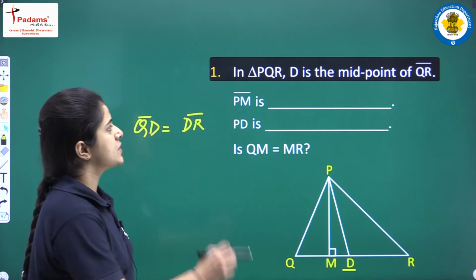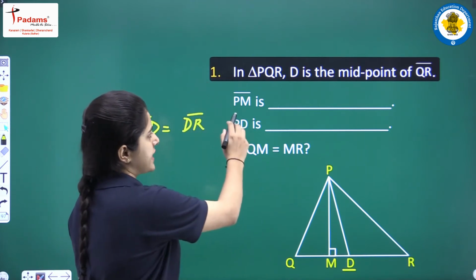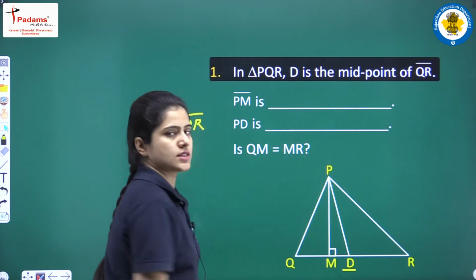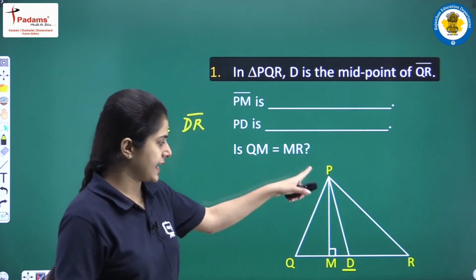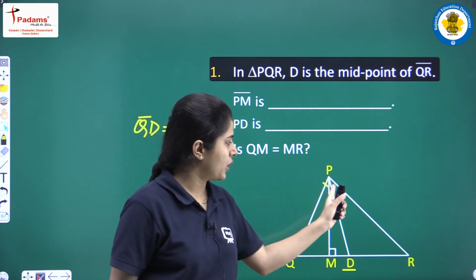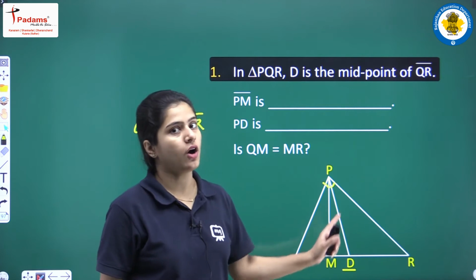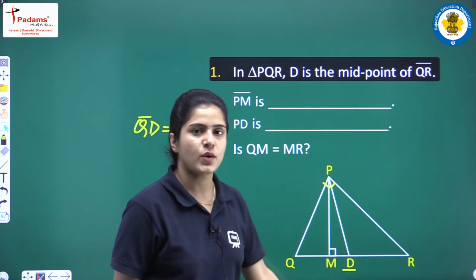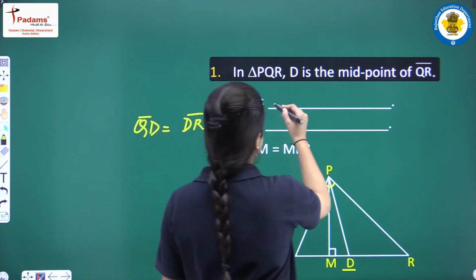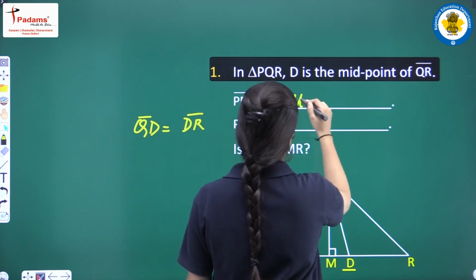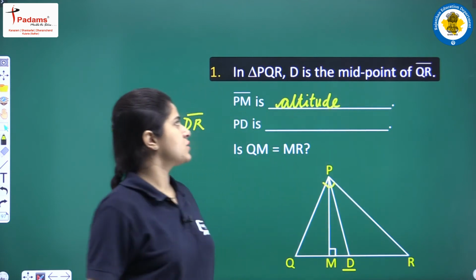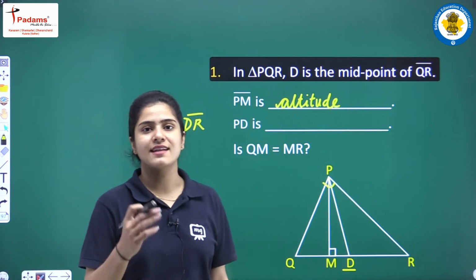Okay students, firstly we have to tell about side PM. This side PM, what is this? Have a look students, this side PM is joining the vertex of the triangle with the opposite side of the triangle. So this is an altitude. Okay students, this PM side is the altitude.